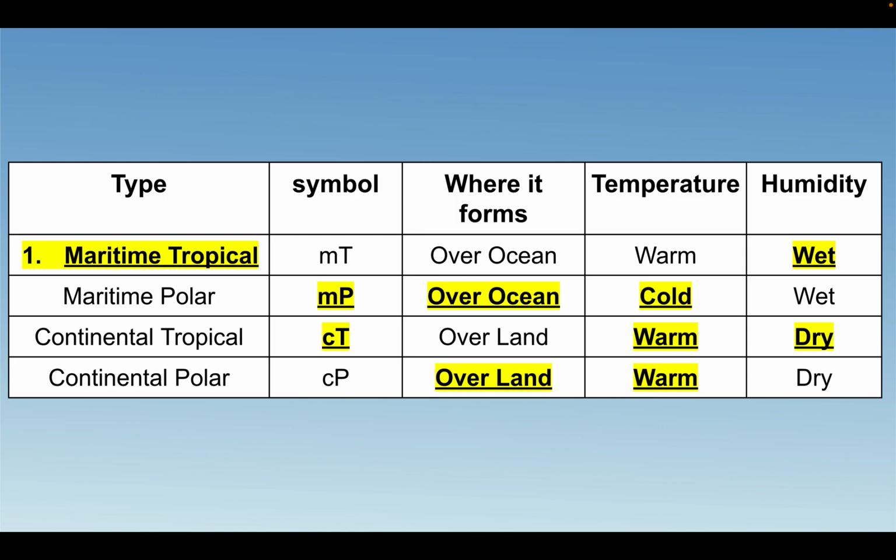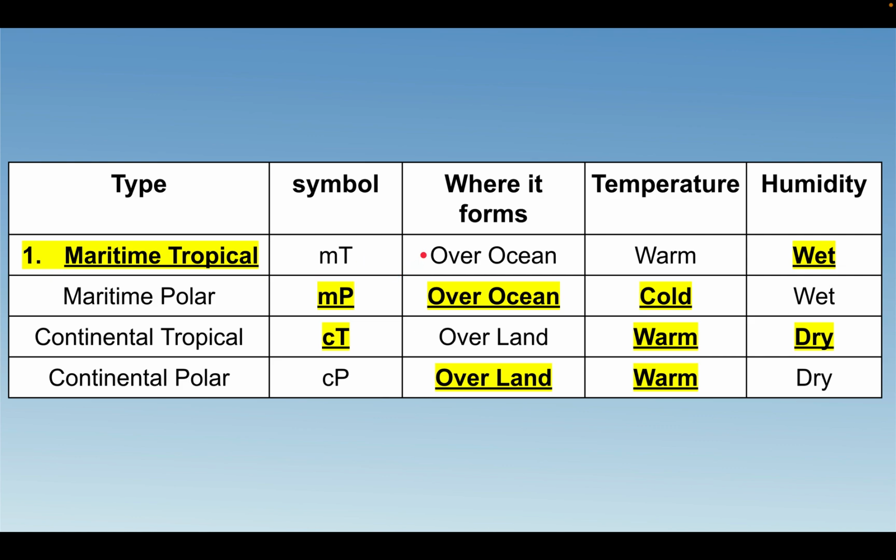The first type of air mass we are going to talk about is maritime tropical. The symbol that we use for this is mT. Now, I don't know why one is lowercase and one is uppercase. I guess the humidity is always lowercase and the temperature is always uppercase, but I don't really know who decided that. Anyway, maritime tropical, the symbol we use for that is mT.